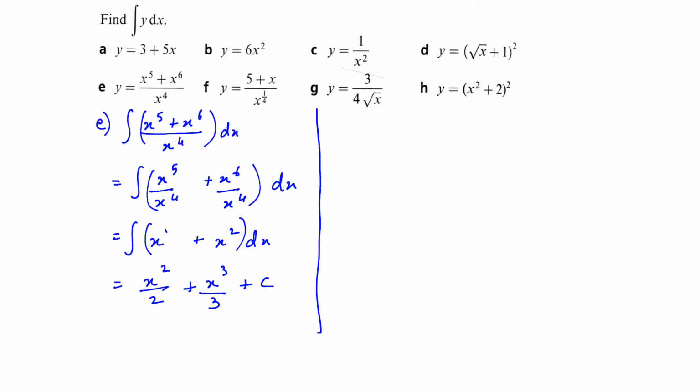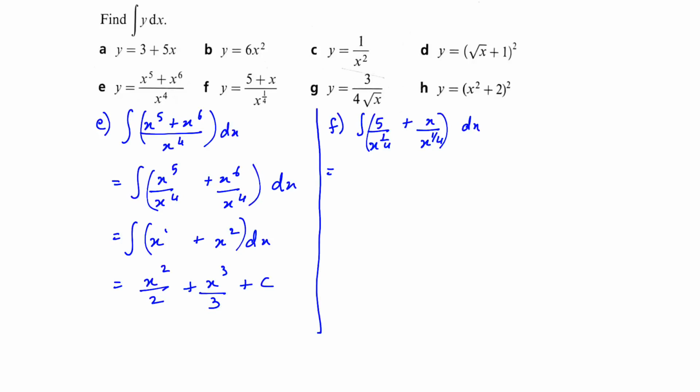Question number F is written in a similar way as question number E. We have the numerator 5 and x. Write the denominator x to the power of 1 over 4 under each numerator. That will give us 5 over x to the power of 1 over 4 and x over x to the power of 1 over 4, dx.